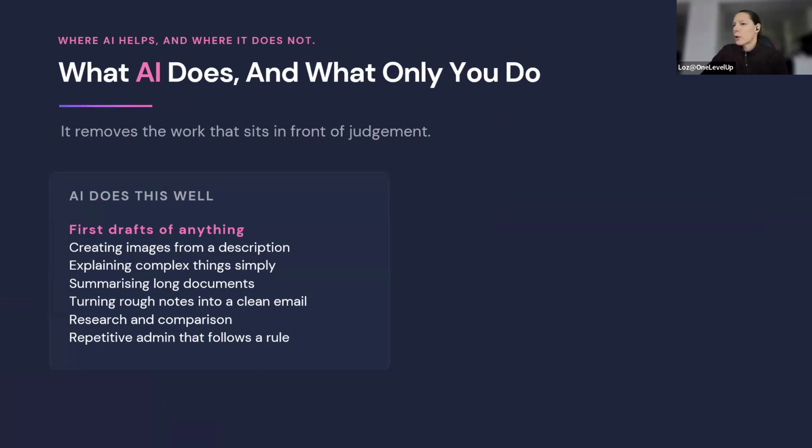Just a refresher, because this is a space where everyone is at different levels, I thought I would start with what AI can do. Obviously, this is not an exhaustive list, but it can help with the first draft of anything. Emails is the one we're going to talk about today. It can create images, which is good for social media, explain complex things simply, summarize long documents, turn rough notes into a clean email, plan or draft of anything, do some research, and streamline your repetitive admin. In my case, I use it across all of it.